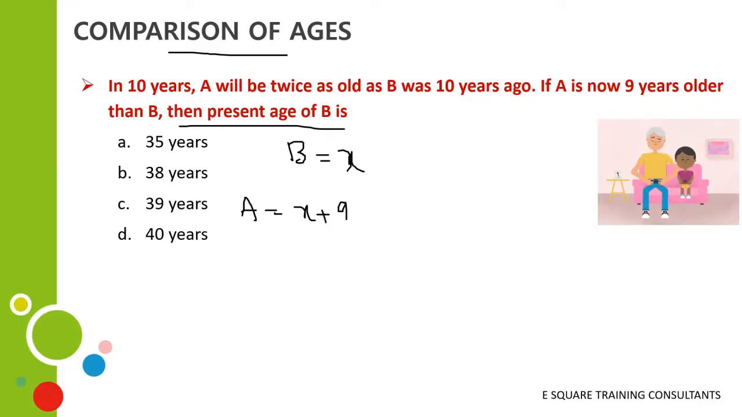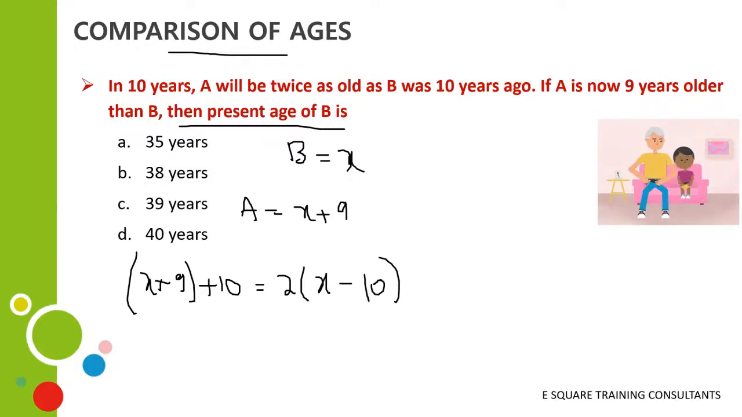Let us move to the first statement. In 10 years, A will be twice as old as B was 10 years ago. That is, x plus 9 is the present age of A, and in another 10 years it will be plus 10, so x plus 9 plus 10 will be equal to 2 times the age of B 10 years ago. B's age 10 years ago is x minus 10, because the present age of B is x.